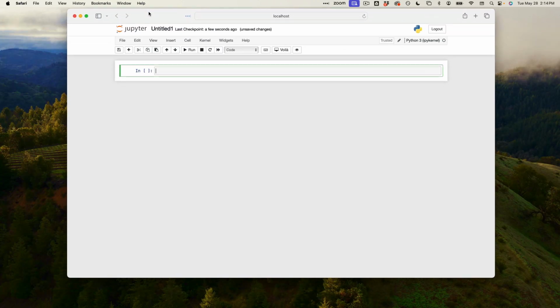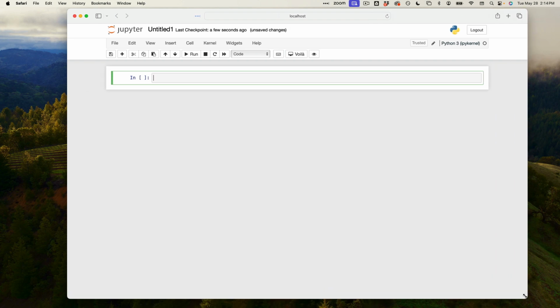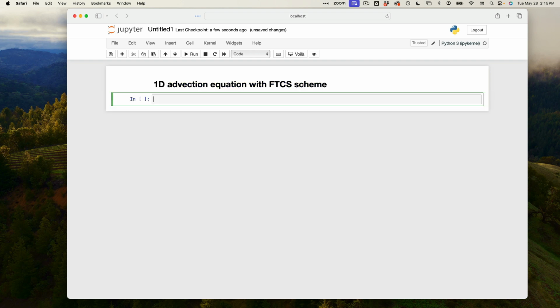All right, so zoom in a little bit. So, 1D advection equation with FTCS scheme. All right, so I'm going to inherit the formula here.